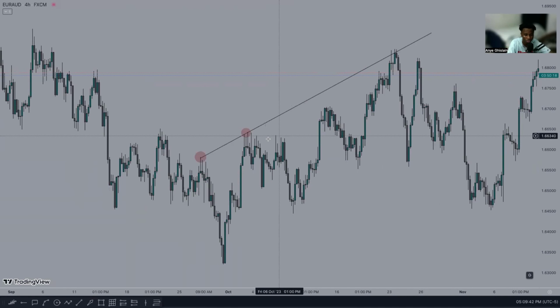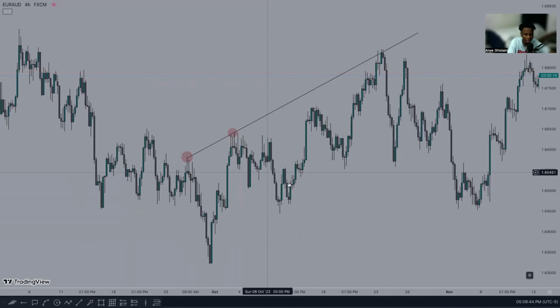This video is going to be short. We have point A, point B. Now we're waiting for point C. Point C is where we execute. Point C is where we strike. Point C is where we get in. Point C is where we take action. When is point C? Point C is when the price comes back to this trend.